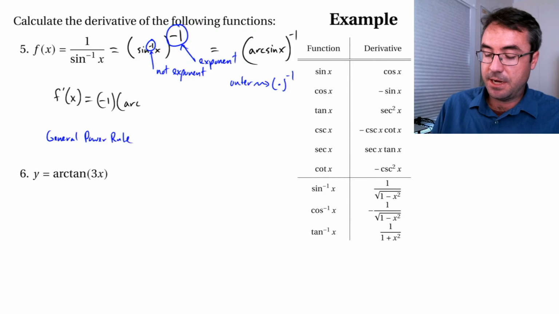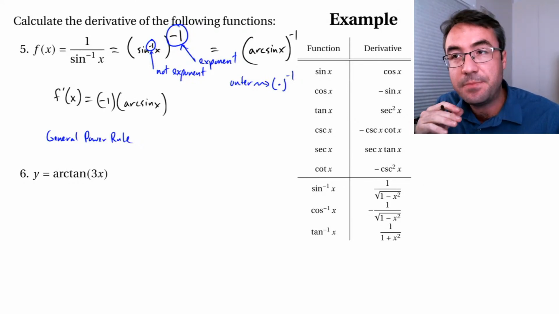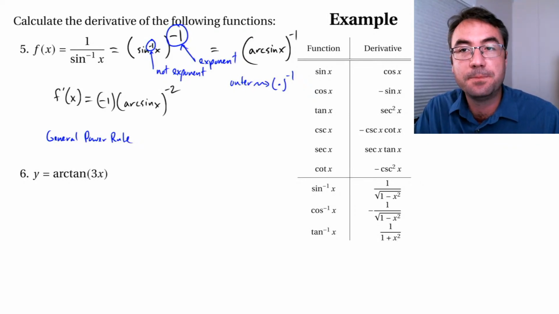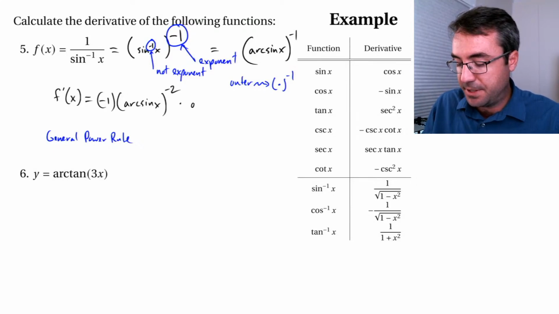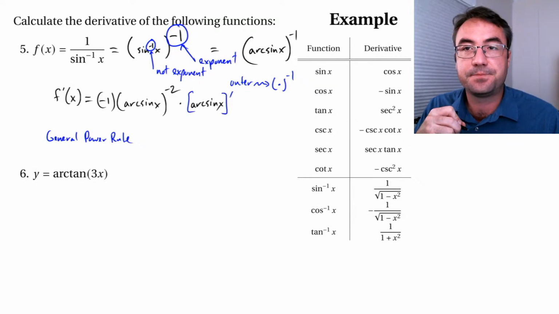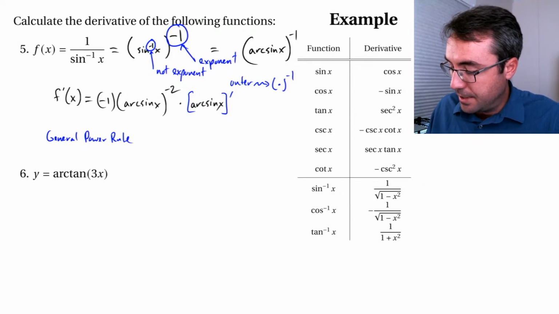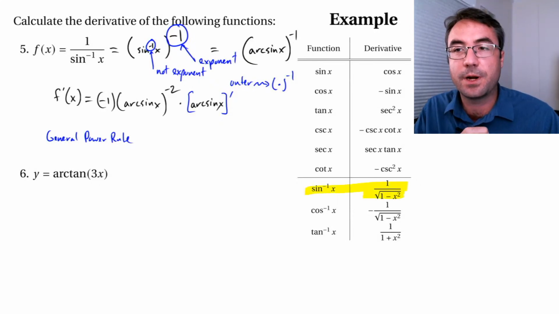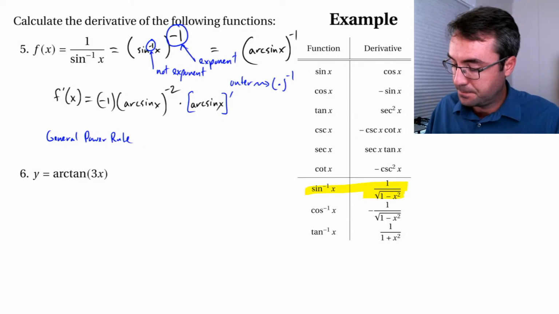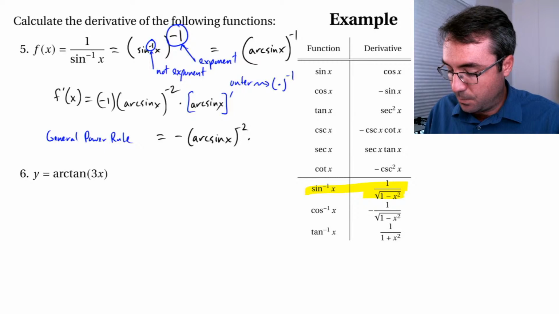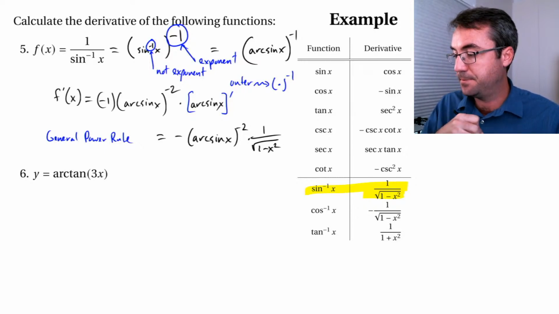So let's rewrite this as arc sine of x, and keep that exactly the same. Then we subtract 1 in the exponent, so we go from -1 down to -2. And then we take the terms inside the parentheses, the arc sine of x in this case, and we multiply by its derivative. This is where we need to know that the derivative of the inverse sine function is, what is it? It's 1 over the square root of 1 minus x squared. So we just keep going, and it's 1 over the square root of 1 minus x squared.